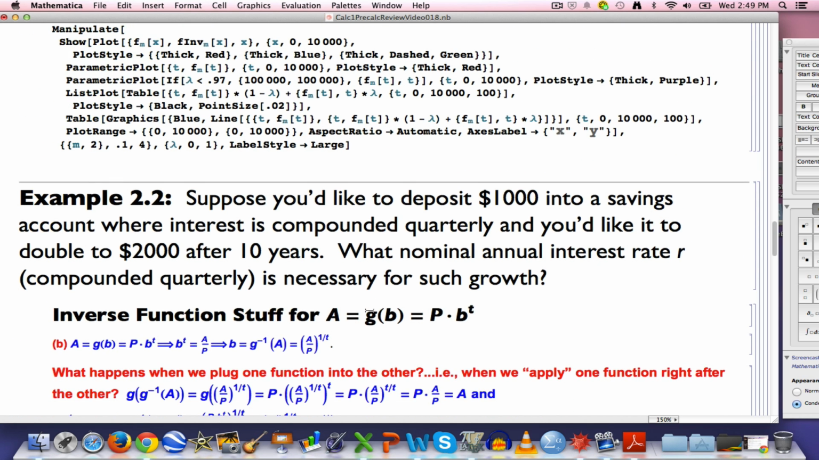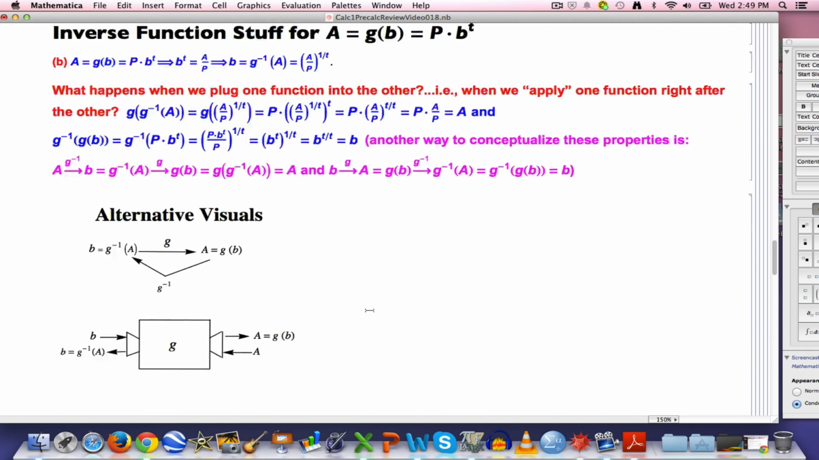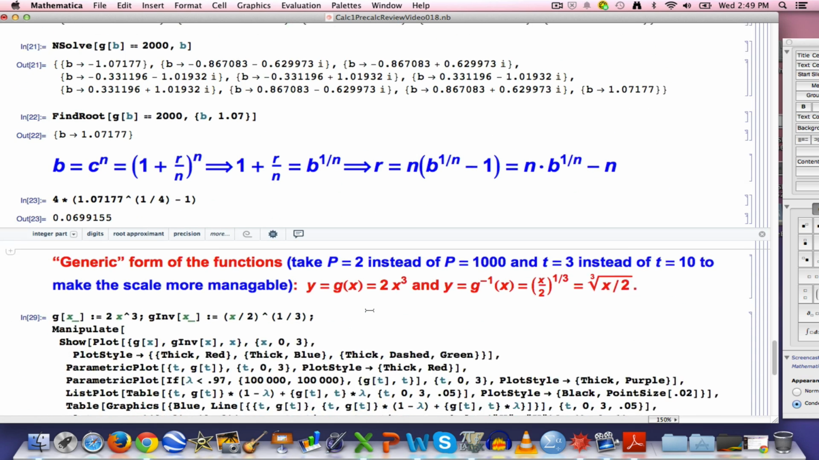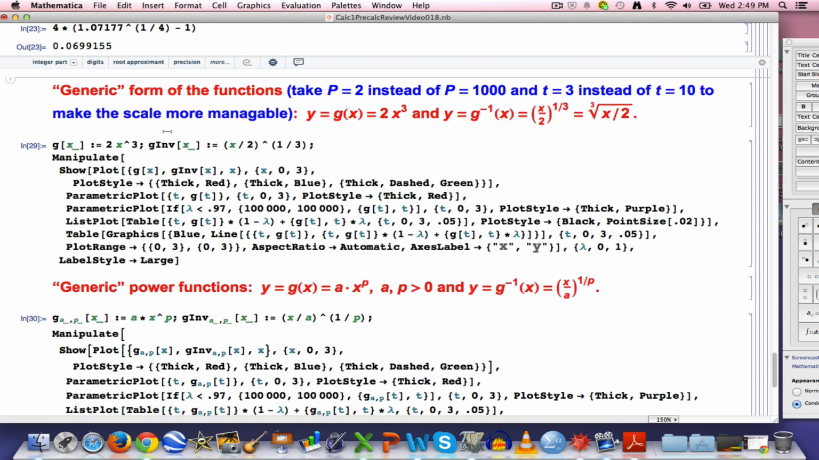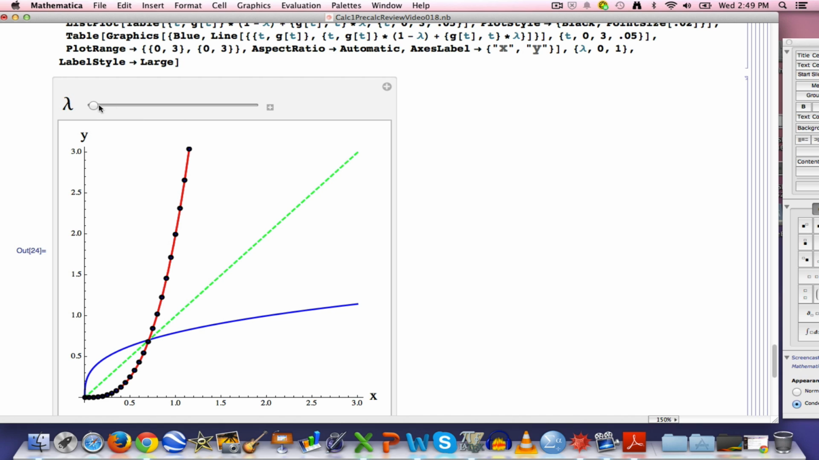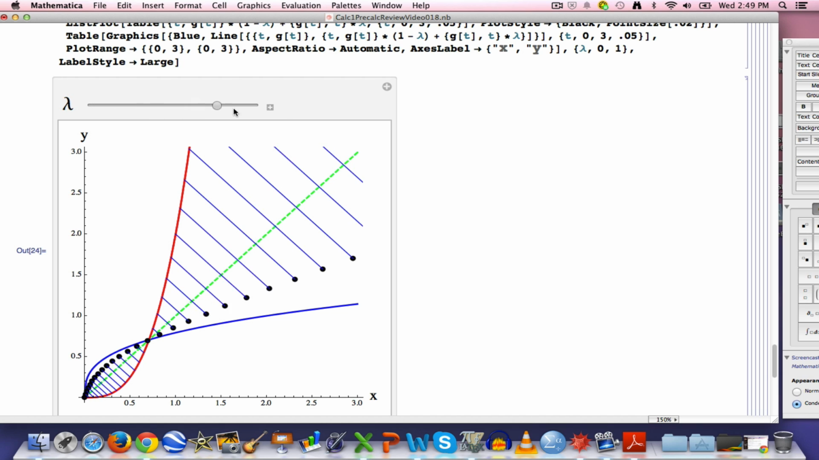Pause the video. Alright, the final thing we'll do here is just show you a couple new visuals that illustrate what's going on with power functions and their inverses. Here I'm taking a particular power function, g of x equals 2x cubed, and its inverse function, g inverse of x, is the cube root of x over 2. This code right here will show you the reflection property. The red graph is 2x cubed, the blue graph is the cube root of x over 2.